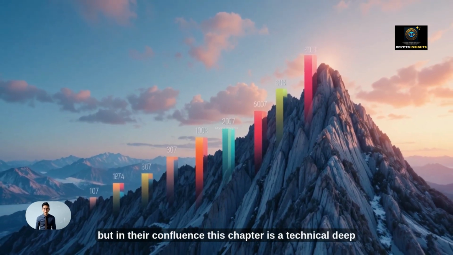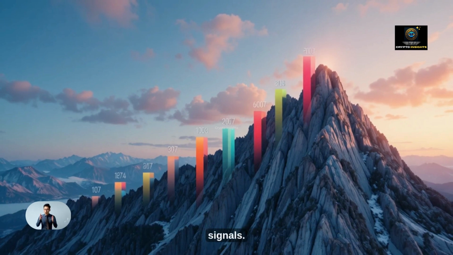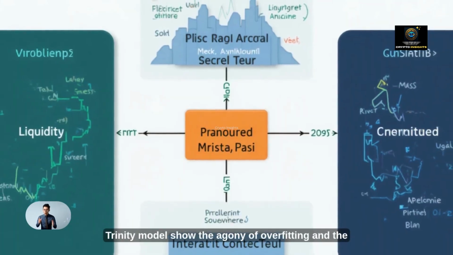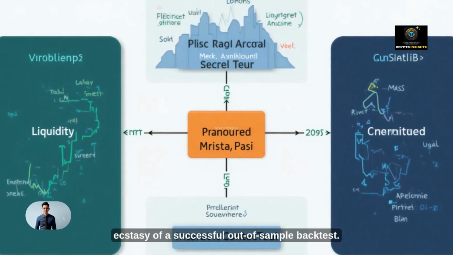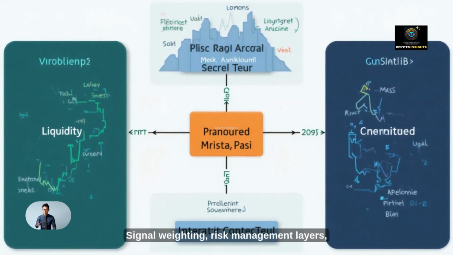This chapter is a technical deep dive into building an ensemble model that weights these three signals. A montage of Eris and her team building, testing, and stress testing the Trinity model shows the agony of overfitting and the ecstasy of a successful out-of-sample backtest. Signal weighting, risk management layers, and creating a confidence score for the model's predictions.